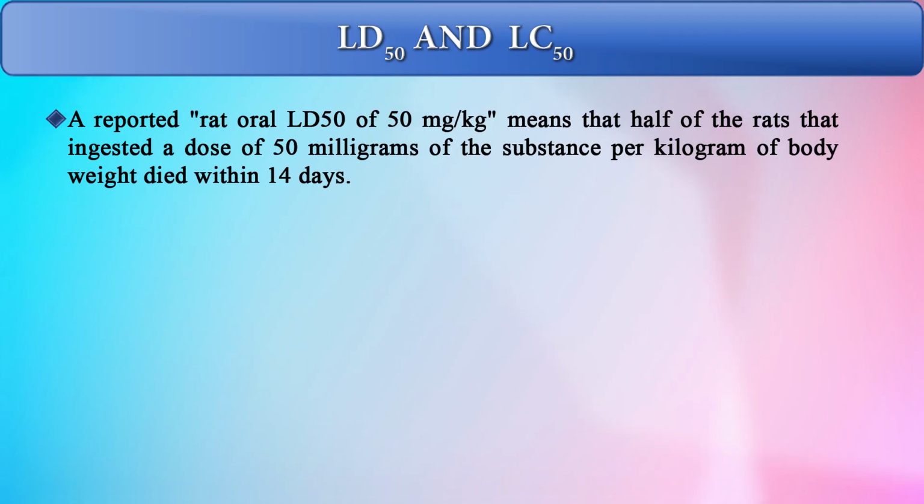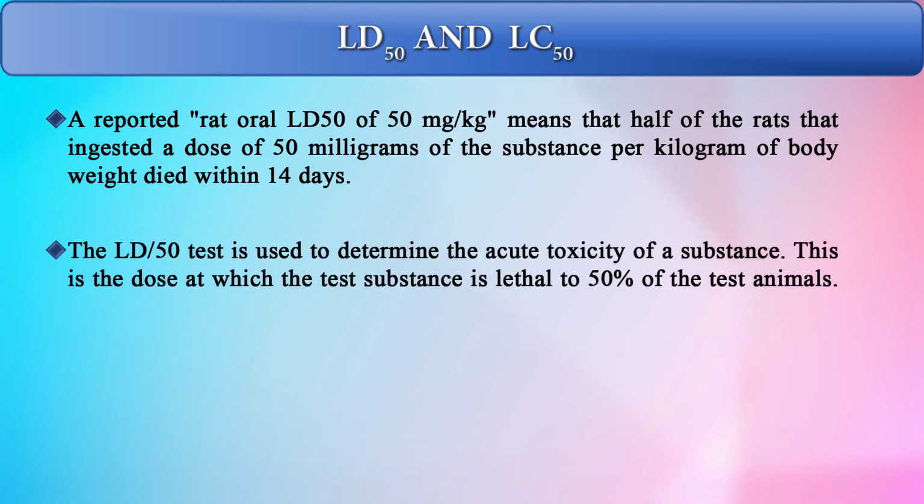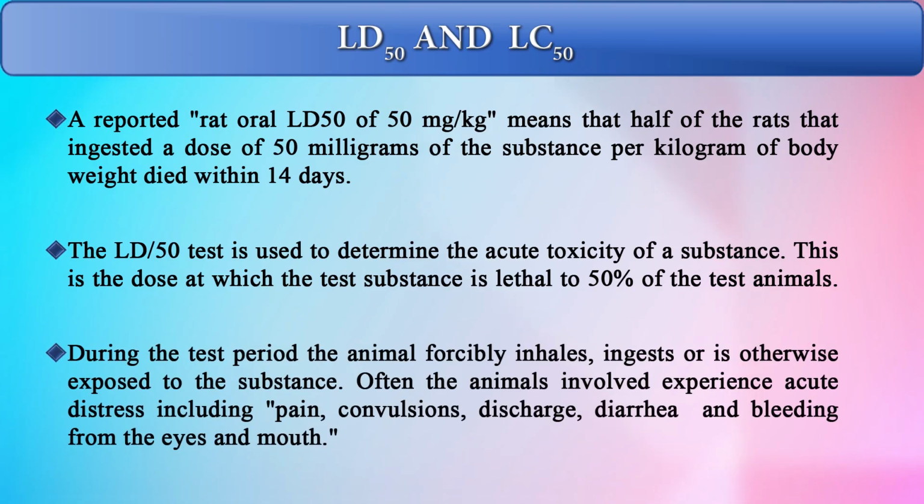A reported rat oral LD50 of 50 mg per kg means that half of the rats that ingested a dose of 50 mg of the substance per kilogram body weight died within 14 days. The LD50 test is used to determine the acute toxicity of a substance. This is the dose at which the test substance is lethal to 50% of the test animals. During the test period, the animal forcibly inhales, ingests, or is otherwise exposed to the substance.